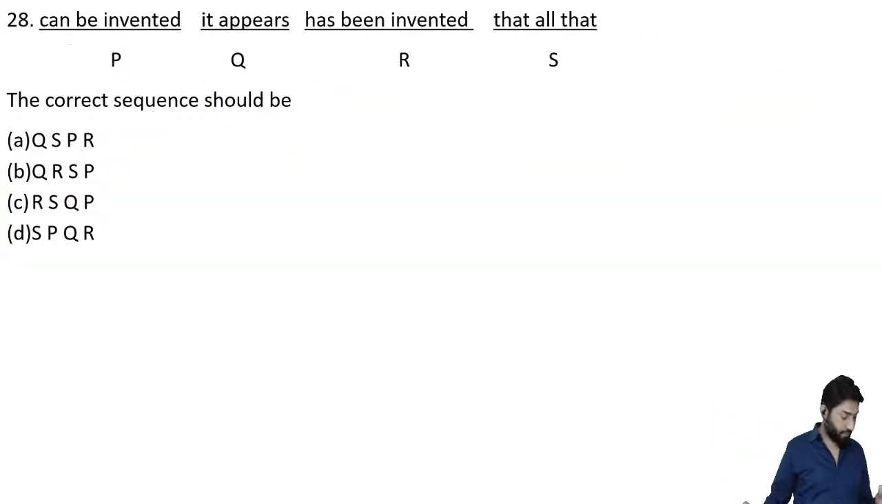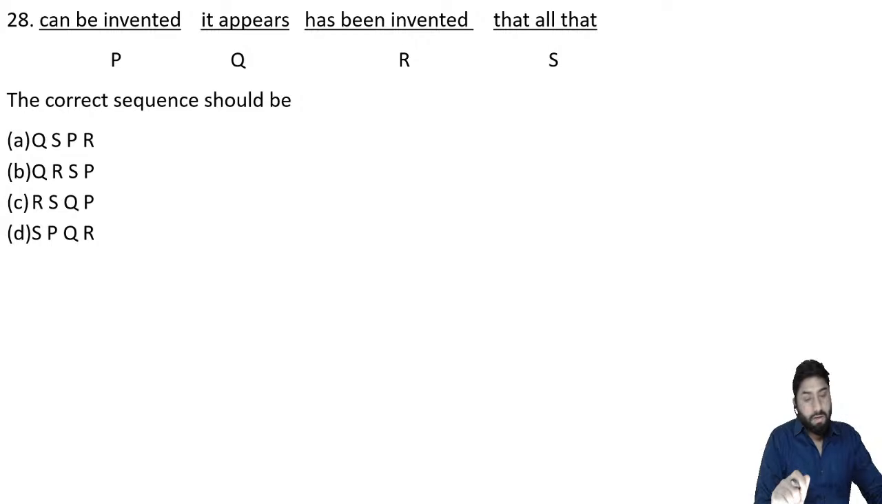28. I think typed well. It's correctly typed. Yes. So can be invented. It appears. Okay. Has been invented. That all that. Yes, that's what we see for now. Let's talk about the options. Can be invented. It appears. Has been invented. That all that. 28. So anyway, the correct sequence could be.